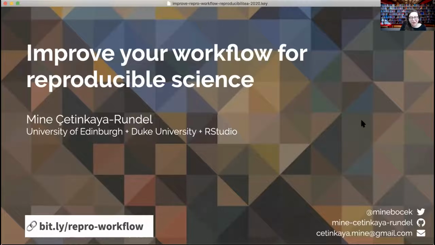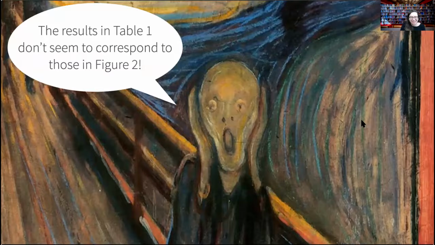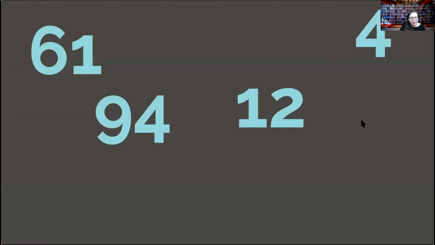All right, so how to improve your workflow for reproducible science. That's today's agenda. Another thing I could say here is we often find ourselves in this situation where the results in Table 1 don't seem to correspond to those in Figure 2. And that's a lot of what we're going to go over today, basically trying to avoid this situation. So how might we go about doing this?